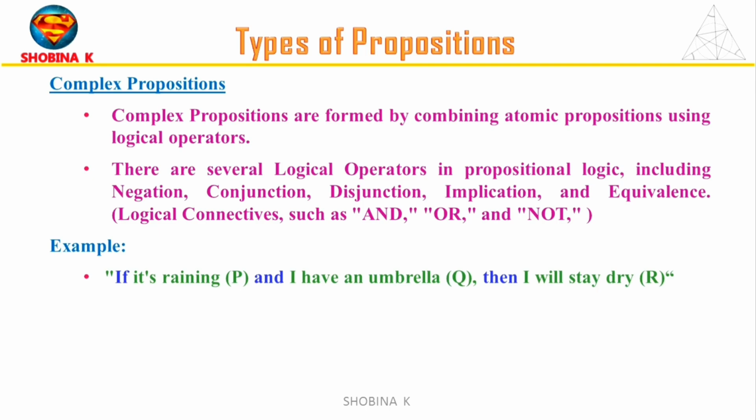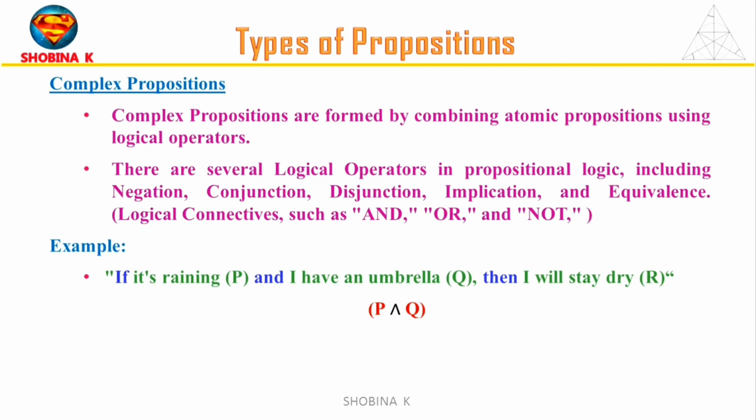And we can express the complex proposition using the logical connectives. The conjunction and is represented by the logical operator and this symbol is pronounced as and. It represents the logical conjunction, which means it combines two propositions and is true only when both the propositions are true. P and Q represents the condition, it's raining and I have an umbrella. P and Q is true only when both P and Q are true.